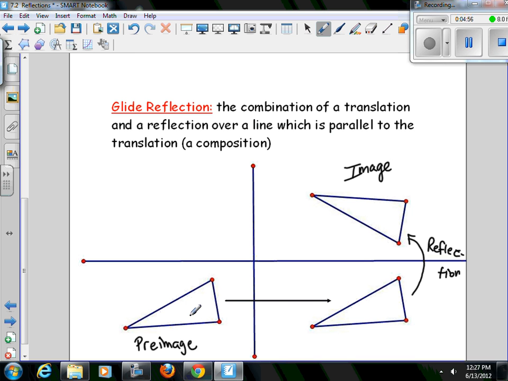I start with the pre-image, I translate it, and then I reflect it across a line that's parallel to the translation. See how this horizontal line is parallel to this translation that we just had. And that's what we call a glide reflection. So that's an illustration of a glide reflection.